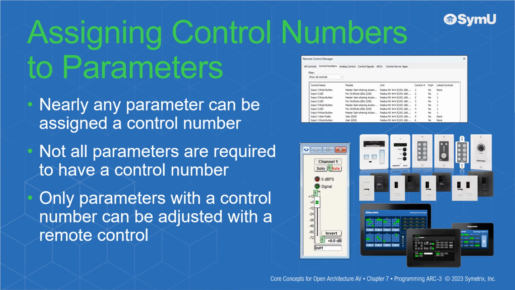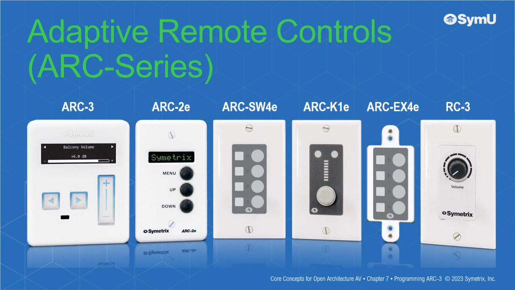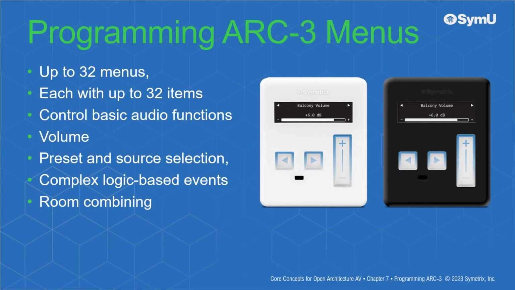Nearly any parameter within Composer can be assigned a control number. This chapter will focus on the programming ARC series of wall panel remote controls. Other devices are discussed elsewhere in this course. ARC stands for Adaptive Remote Control. Let's start with the ARC-3. The ARC-3 displays up to 32 menus, each with up to 32 items used to control basic audio functions such as volume, preset and source selection, or complex logic-based events like room combining.